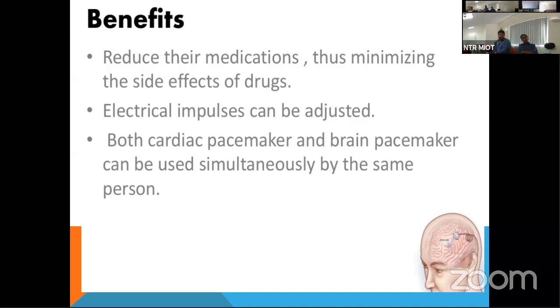And also the electrical impulse can be adjusted. Of course, you could be an expert on electronics and electrical things. You can increase the frequency and dosage, and everything can be increased and decreased depending on the need. Also, the heart works on electronic things too. Some people have a heart conduction problem and have a cardiac monitor or pacemaker. You can have both, and this can be used simultaneously on the same person.